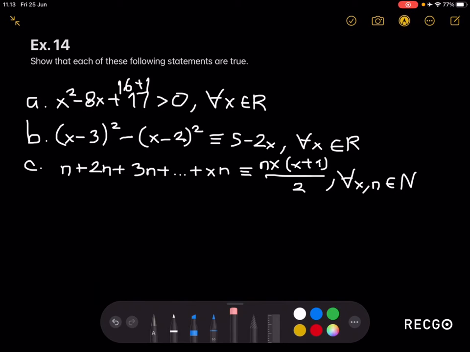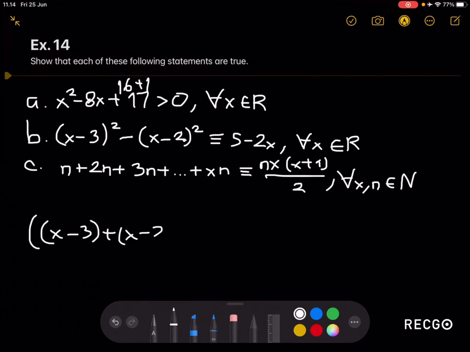For b, we need to show that this whole expression is equivalent to 5 minus 2x for all real numbers x. So this is just like an algebraic expression. Now normally I would just expand these two and work things out. However, I would just try to factor this since these are technically differences of squares. So let's see what we have. First we have x minus 3 plus x minus 2. And second, we will multiply that with x minus 3 minus x minus 2.